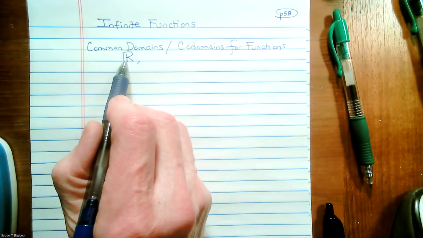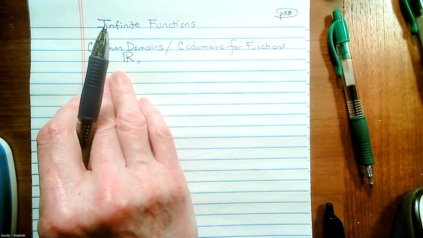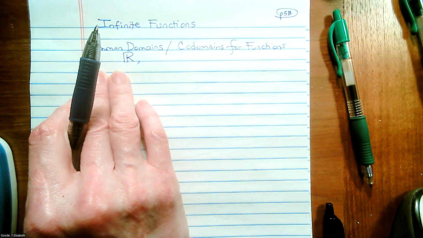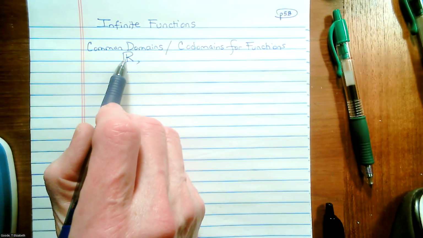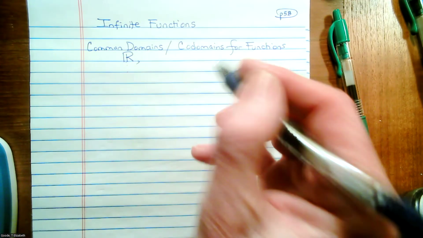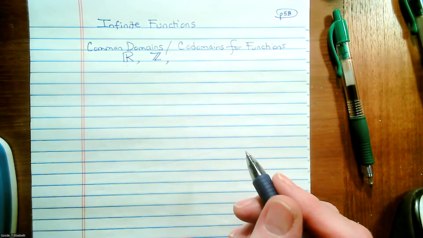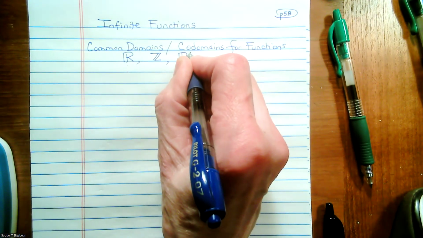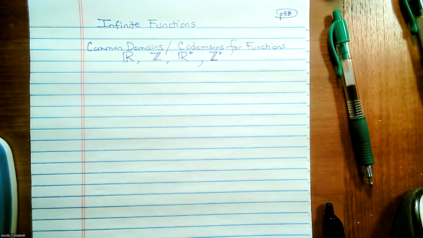Even if everything in the reals maps to 5, for example, even a constant function with a finite range is still an infinite function because we have an infinite number of different x coordinates. Z is a common set that's used for a domain or codomain that's infinite. And then R plus, just the positive reals, or Z plus, these are the sets that you'll often see being used.